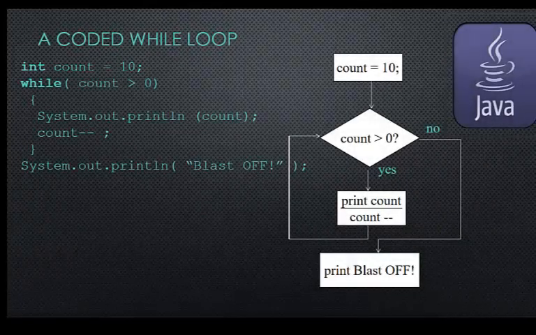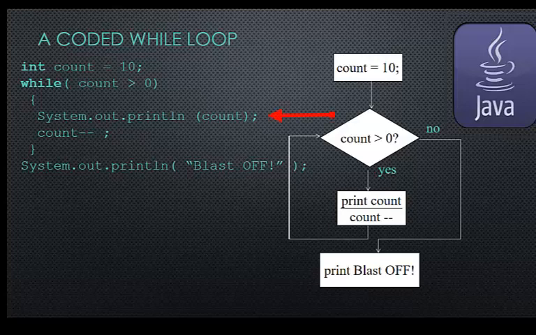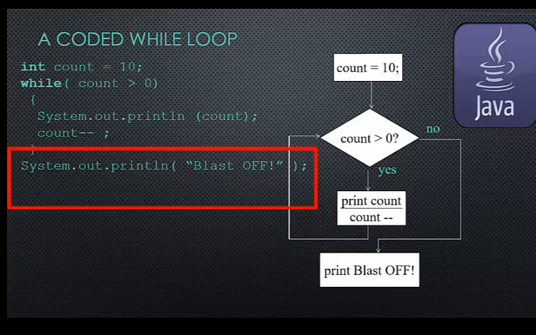Initially, we set the count to 10. Then while count is greater than 0, we print the count, and then we subtract 1 from it. And we repeat the while loop until count becomes 0, at which point we will skip the loop body and move on to the second system.out.println blast off.